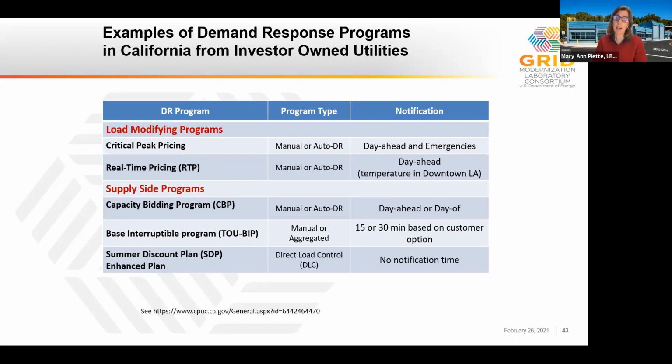Now, the supply side demand response programs in California are those that are bid directly into the CAISO wholesale market: capacity bidding. The base interruptible program is, of course, an emergency response. And then something called summer discount, which is direct load control.